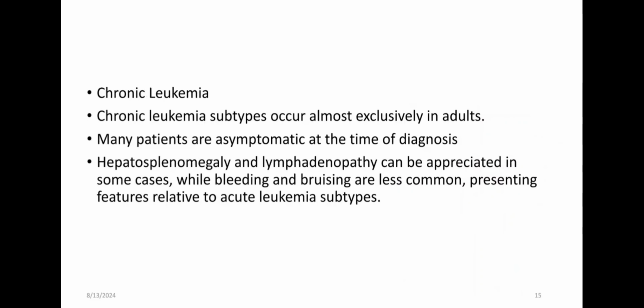Chronic leukemia subtypes occur almost exclusively in adults. Many patients are asymptomatic at the time of diagnosis. They are only identified incidentally after marked leukocytosis is discovered on a complete blood count that is performed for some other reason. Hepatosplenomegaly and lymphadenopathy can be appreciated in some cases, while bleeding and bruising are less common presenting features relative to acute leukemia subtypes.